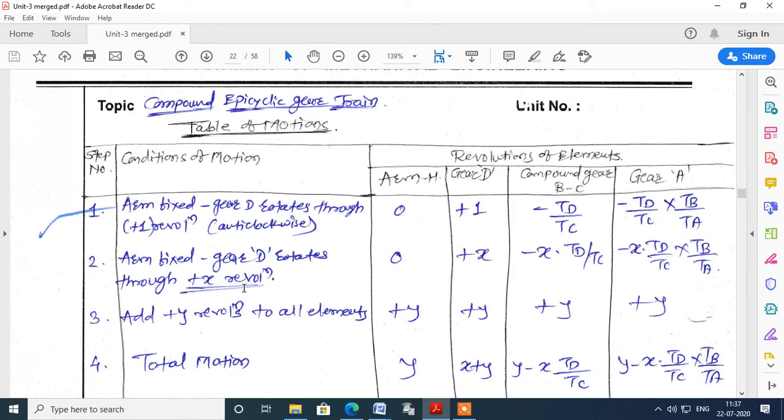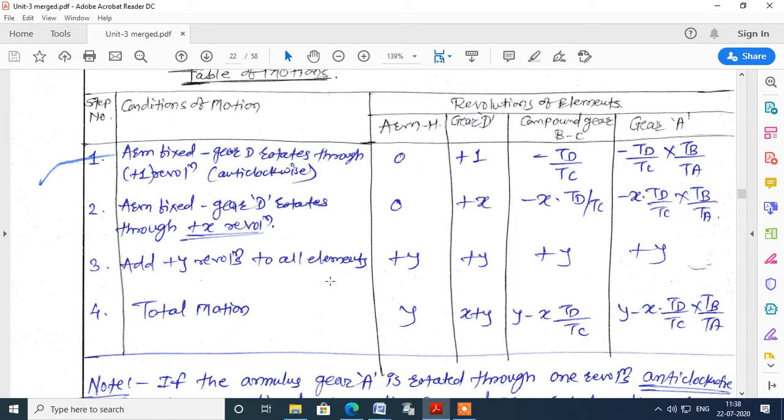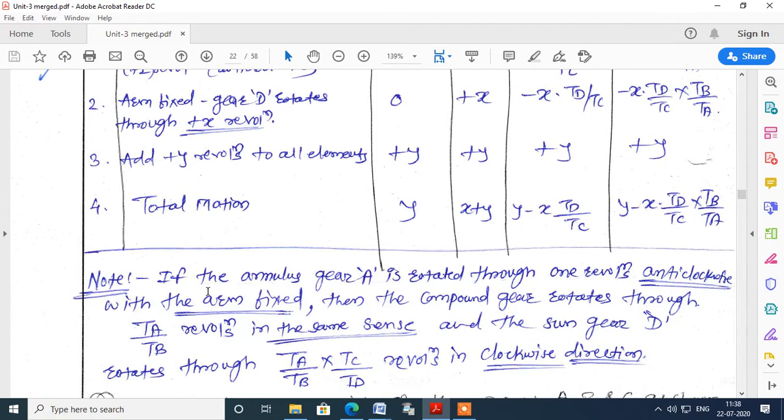Then arm fixed, gear D rotates through plus X revolutions. So again multiply by X: X into 0 is 0, X into 1 is plus X, X into minus TD by TC is minus X TD by TC, and X into minus TD by TC into TB by TA is minus X TD by TC into TB by TA. Correct? Now add Y revolutions to all elements: plus Y, plus Y, plus Y, plus Y. So total motion is Y, X plus Y, Y minus X TD by TC, and Y minus X TD by TC into TB by TA.